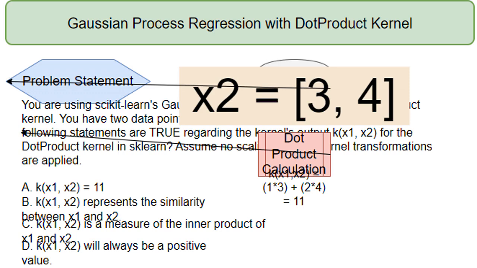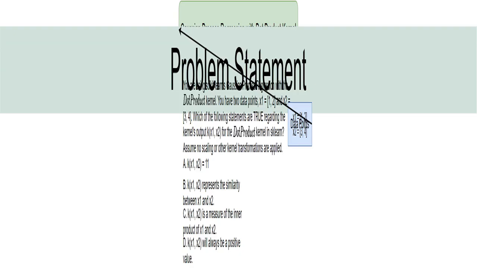I did this by multiplying corresponding elements and adding the results: 1×3 + 2×4 = 11. I am analyzing a problem about scikit-learn's Gaussian process regression using the dot product kernel. We have two data points, x1 = (1, 2) and x2 = (3, 4). The goal is to determine which statements are true about the kernel's output, k(x1, x2), which represents the kernel function's result when applied to x1 and x2.